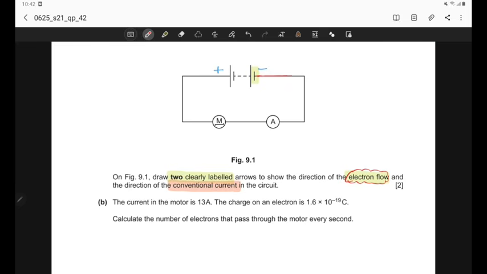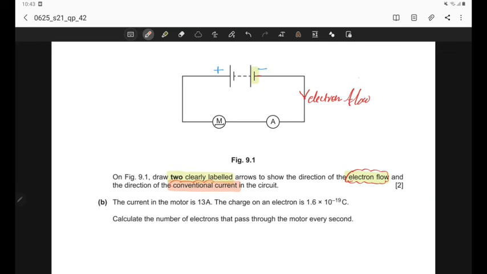So the electrons will always move from the negative side of a battery to the positive side. So that will be the direction of electrons. Here we can put an arrow to show the direction of the flow of electrons from the negative side to the positive side, and we need to indicate it as electron flow.